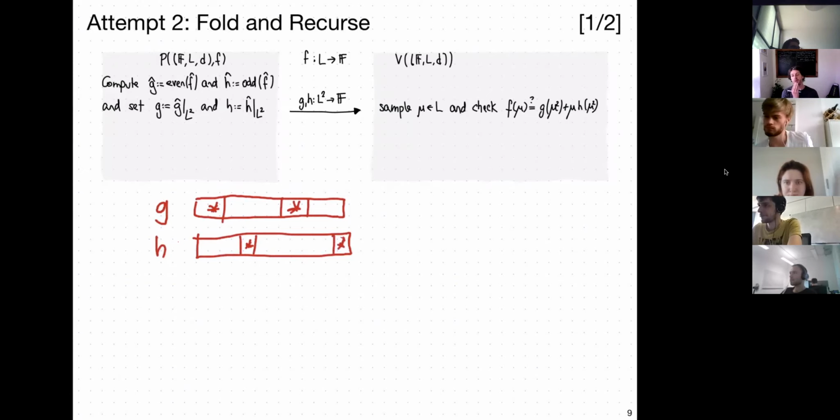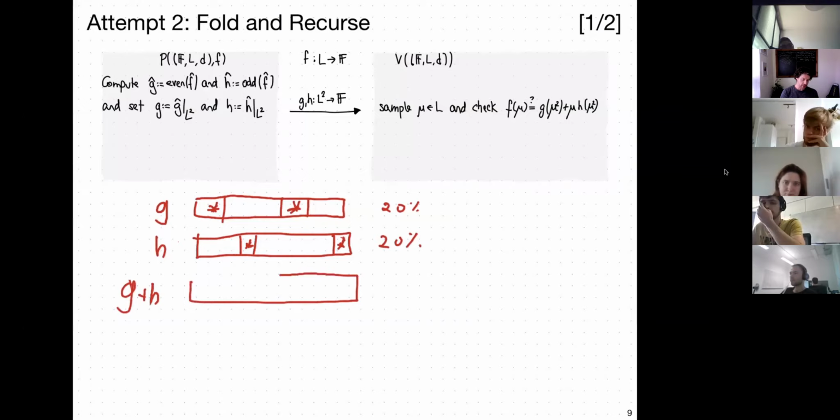So here's a natural approach. Say this would be maybe 20%, 20%, and we want to have 40% as we started with. So a natural thing to do, which is what I would have suggested in such a situation, would be: let's just take G plus H. You take these vectors, you add them together, and then you have this thing, and this thing, and this thing, right? So it's a nice way.